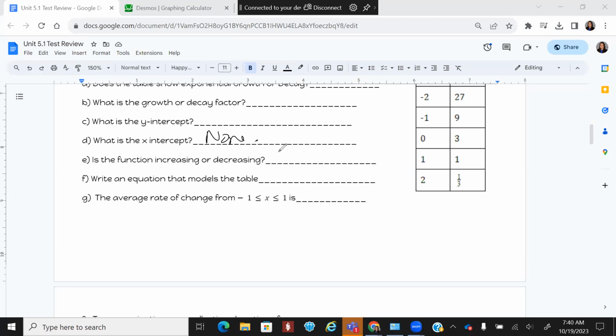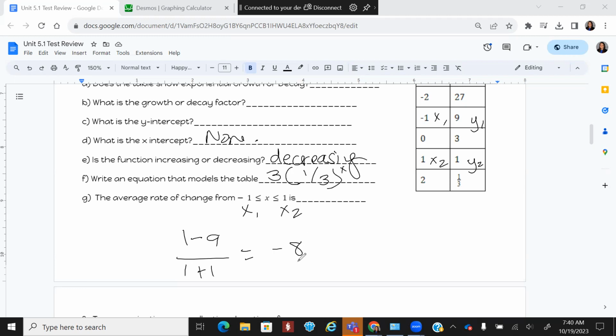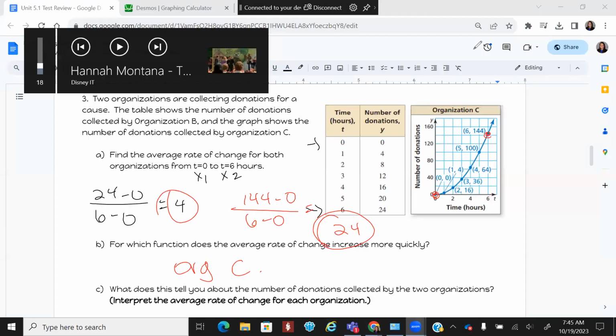Is it increasing or decreasing? Decreasing. And then we want to write the equation. Well, we already talked about it. 3 times 1/3 raised to the x. Average rate of change. We got x1, x2, and y1, y2. And we're going to plug in. And so that's going to give me negative 8 divided by 2, which is negative 4. All right. So you should have gotten 4 and 24.